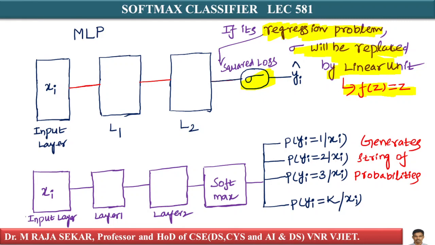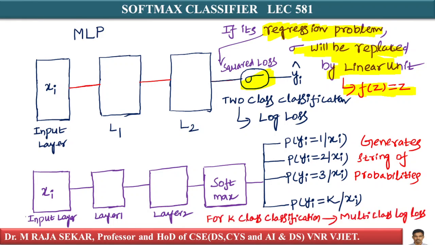In the case of regression, we use simple squared loss. In the case of two-class classification, I can use two-class log loss. In the case of k-class classification, I can use multi-class log loss.